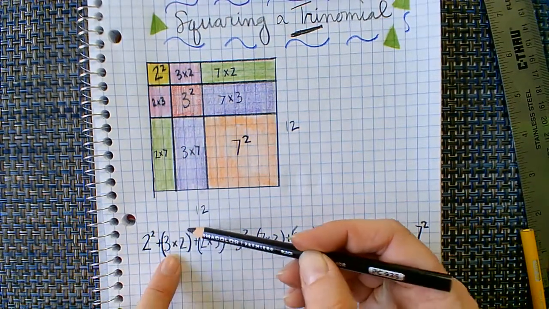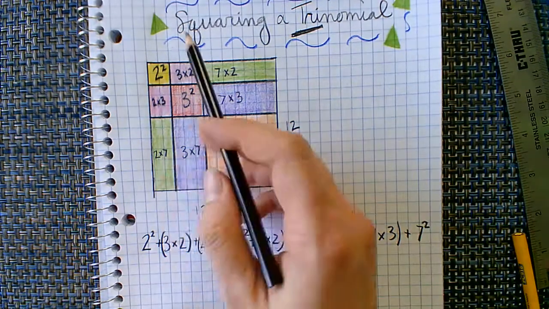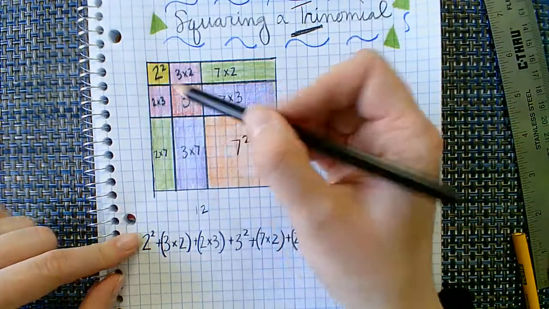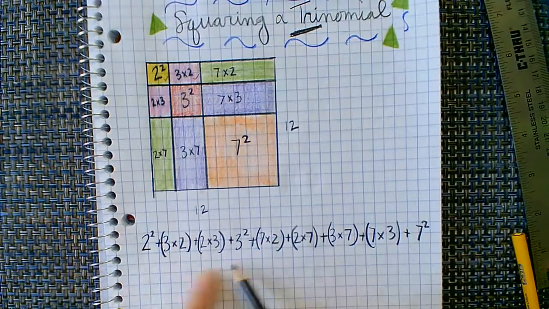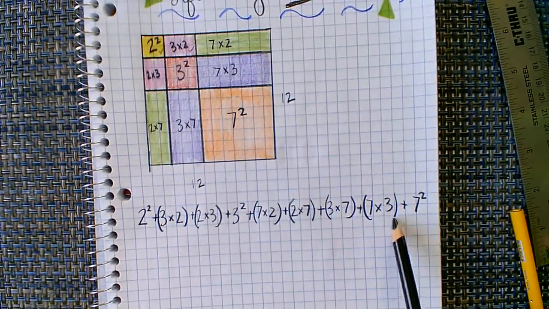So I've got 1, 2, 3, 4, 5, 6, 7, 8, 9. And I have 9 pieces here. Another strategy you could use is, as you write them, check them off. So 2 squared, check. 3 times 2, check. Now, you might notice that this is really big and long.